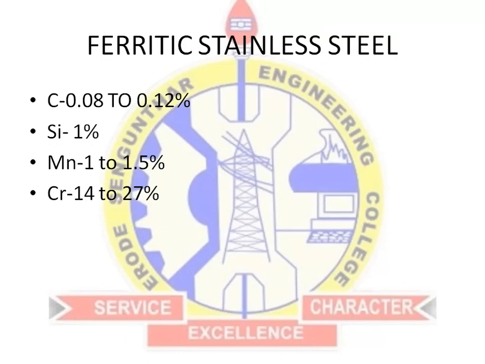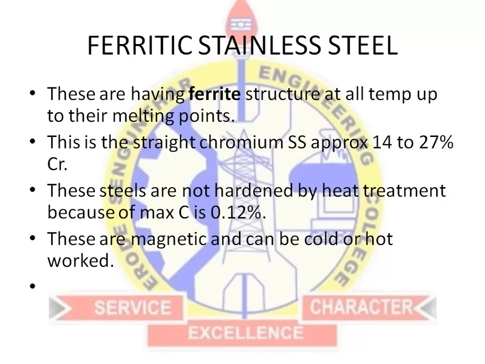Ferritic stainless steel contains a carbon content of 0.08 to 0.12 percentage, and silicon is about 1 percentage. Then manganese is in addition, 1 to 1.5 percentage. Then chromium is 14 to 27 percentage. Actually carbon is for enriching the strength of that element. Chromium is for corrosion resistance, manganese is also for strength, silicon is also for strength. So this composition is involved in ferritic stainless steel.